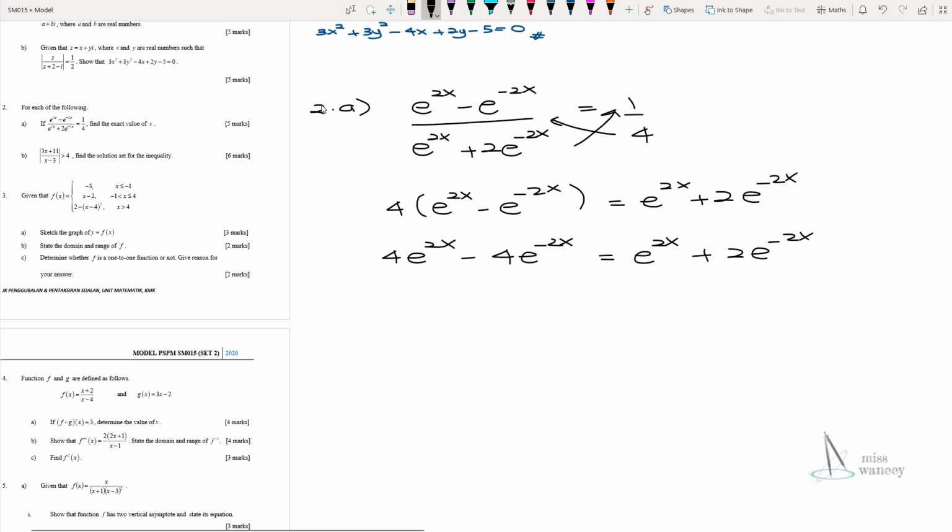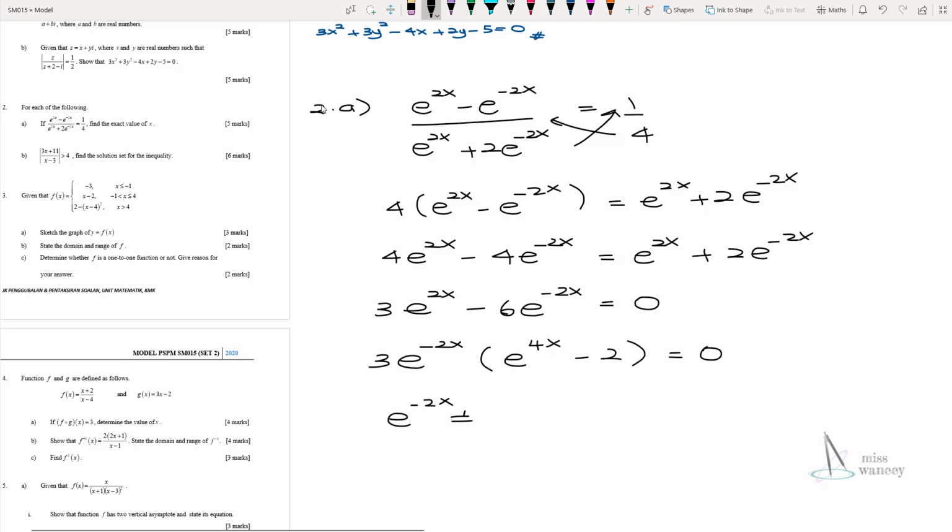So bring them to the left hand side. So we got 3 e to x negative 4 negative 2. So it will become negative 6 e negative 2x equal to 0. So I'm gonna factorize the 3 out together with e to the power of negative 2x. So over here I will have e to the power of 4x minus 2 equal to 0. So I do know that e to the power of negative 2x cannot be equal to 0. So that means e to the power of 4x minus 2 need to be equal to 0.